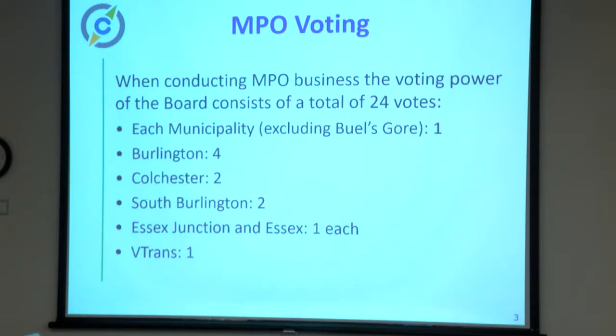Exactly, and that's the point right there, that Essex Junction has one, Essex Town has one. But when I'm not here, Jeff's an alternate for me. Lots of times, once. Yes. And he gets two votes. It's two votes. But he gets two votes. Yes.